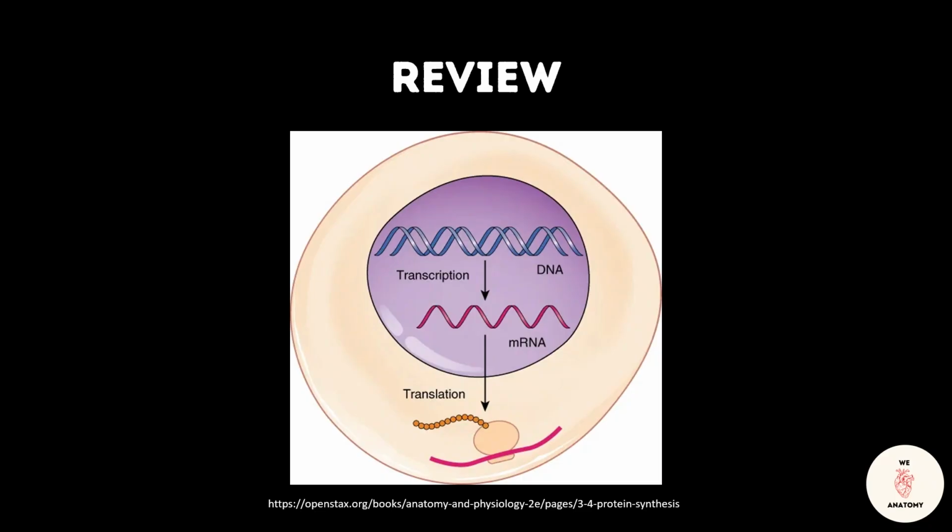Let's do a quick review. Protein synthesis is a multi-step process. Our DNA contains the instructions to create every protein our body needs. The DNA has to be transcribed into messenger RNA inside the nucleus of the cell. So that's happening here in the nucleus. During this stage, thymine is substituted with uracil, so the messenger RNA can fit through the nuclear pores.